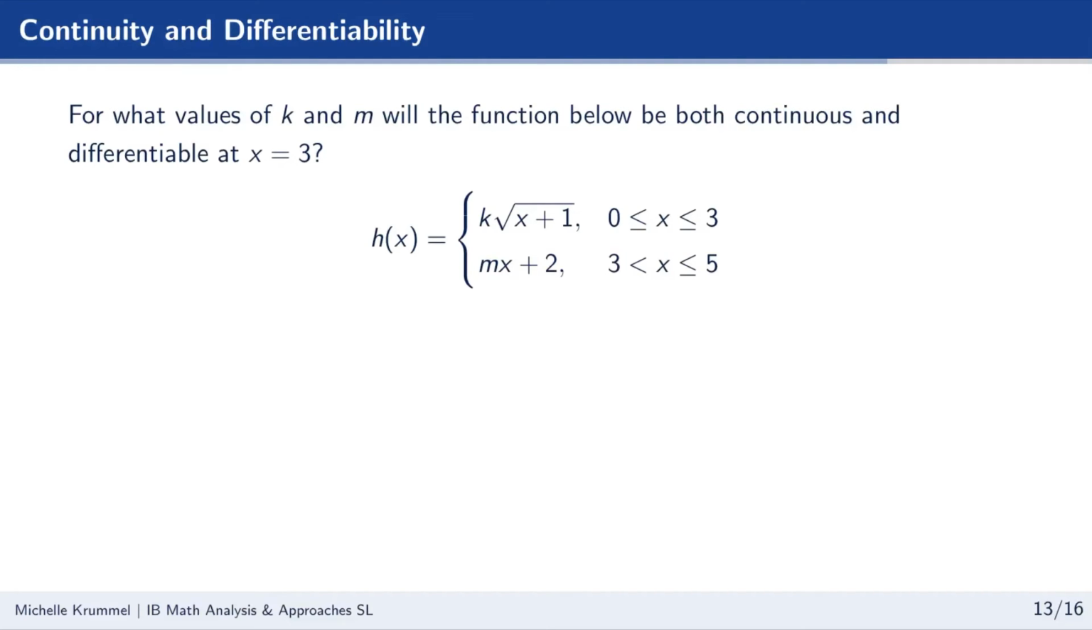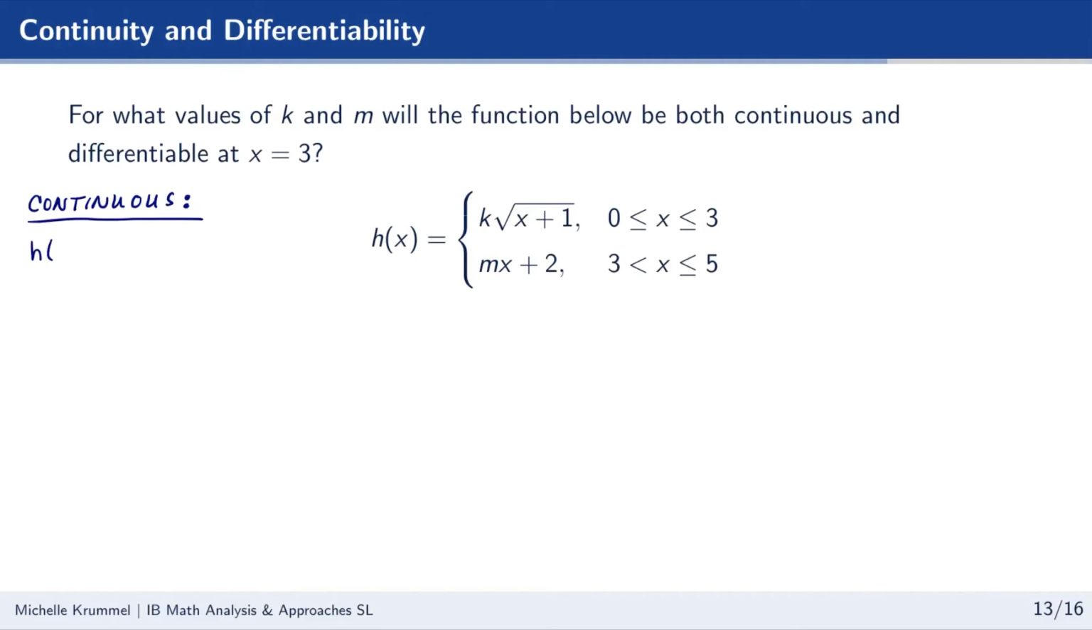For what values of k and m will the function below be both continuous and differentiable at x equals 3? Okay, so we know what we need in order for it to be continuous. We need h of 3 to equal the limit of h as x approaches 3. And in order for it to be differentiable, we need the limit of h prime of x to exist as x approaches 3. So let's first just worry about continuity. What has to be true in order for it to be continuous?